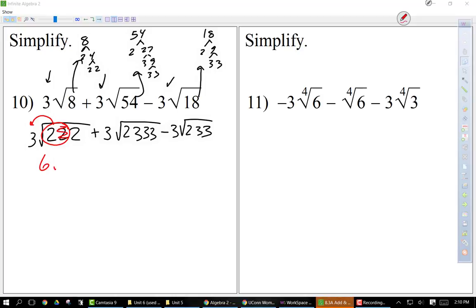So that becomes a 6 root 2 plus 3 pops out, 3 gets crossed out. So it becomes a 9. 3 times 3 is 9. Square root of 2 times 3 is 6.